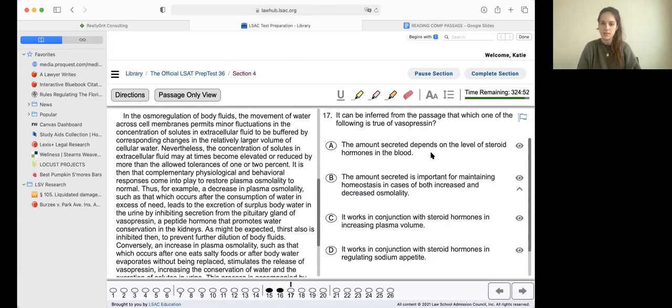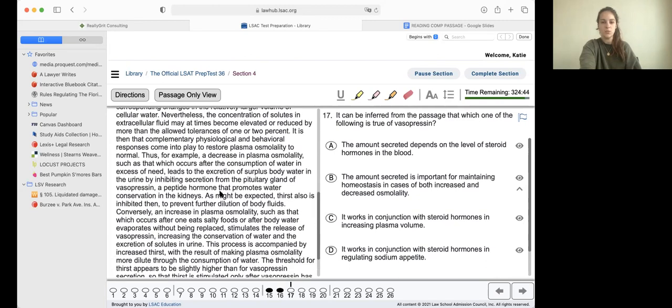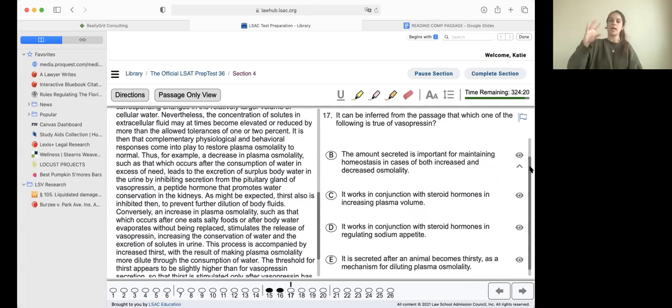The amount secreted depends on the level of steroid hormones in the blood. So we know vasopressin is only to do with promoting the water conservation in the kidneys. So when this happens, we do see increases in plasma osmolality and all of that, but it doesn't depend on the steroid hormones in the blood. It depends on the salt or on body water. So this just isn't applicable because vasopressin only deals with water, and anything that comes after isn't vasopressin.